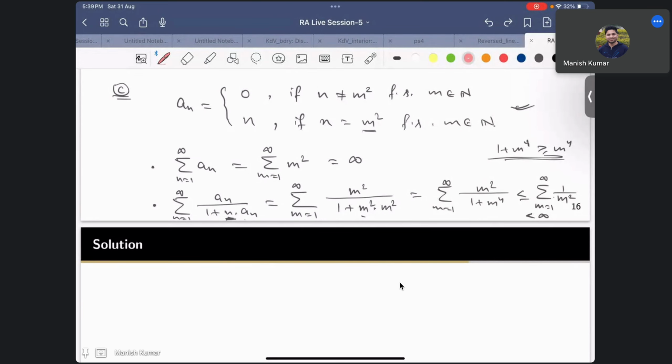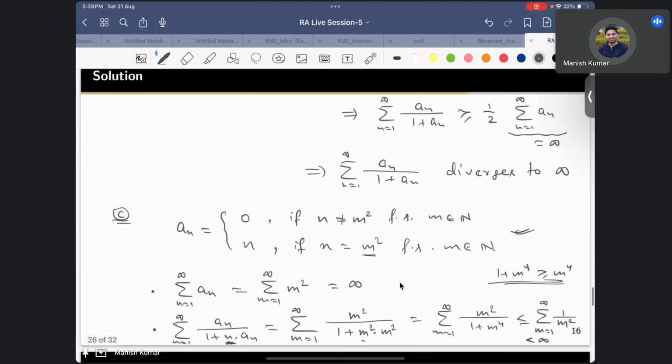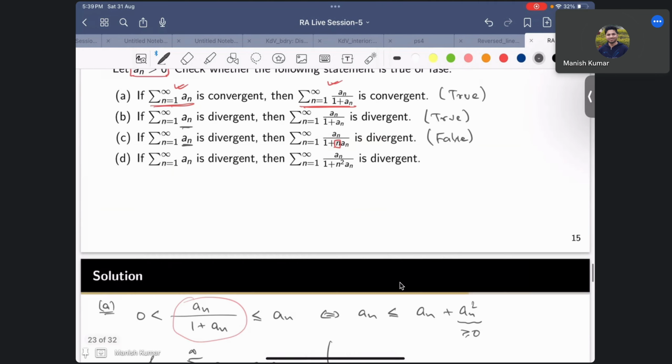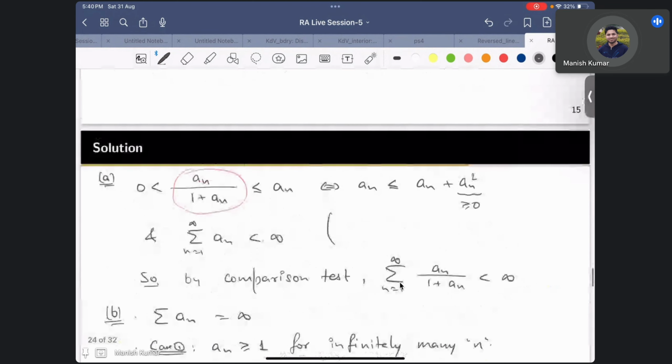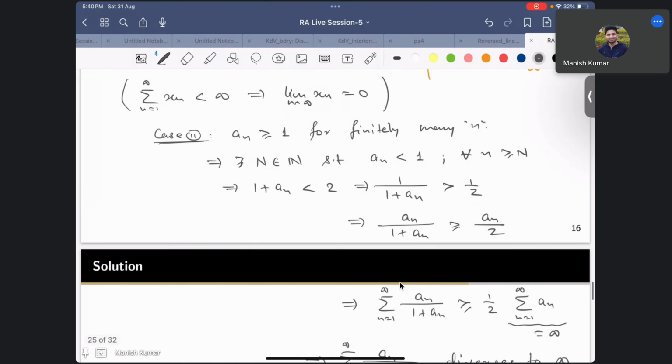Okay, now d is much more easier. In d you don't have to do anything at all. Look at the question. In d you have already been given this is n square, so the situation is much simpler. Just take an to be n. So this is again a false statement. Over here you don't have to play with this trick. You don't need this trick at all.